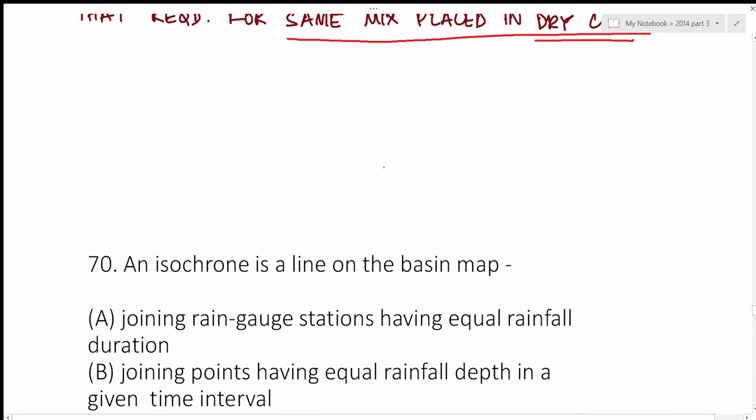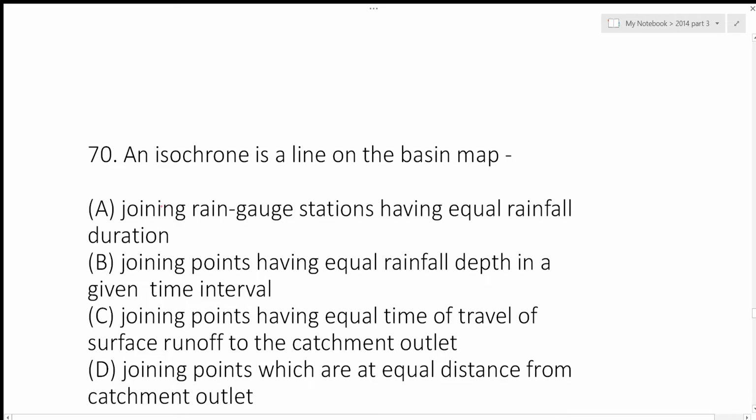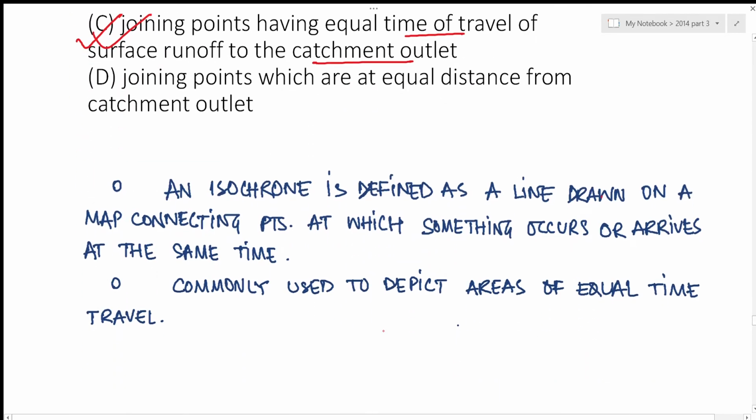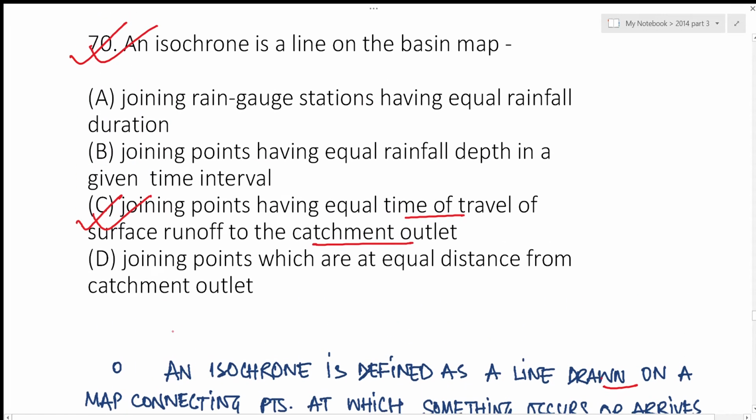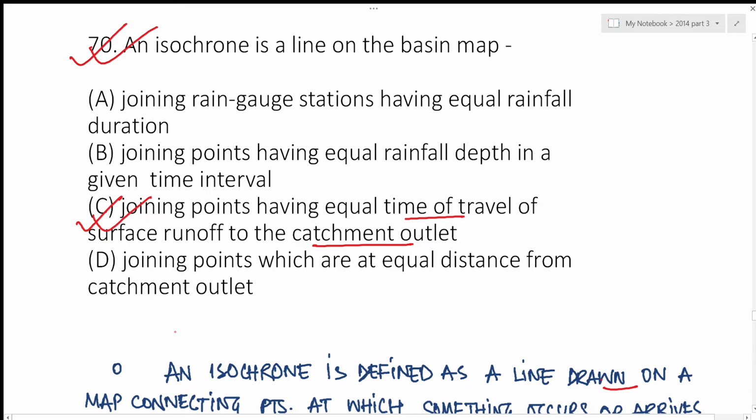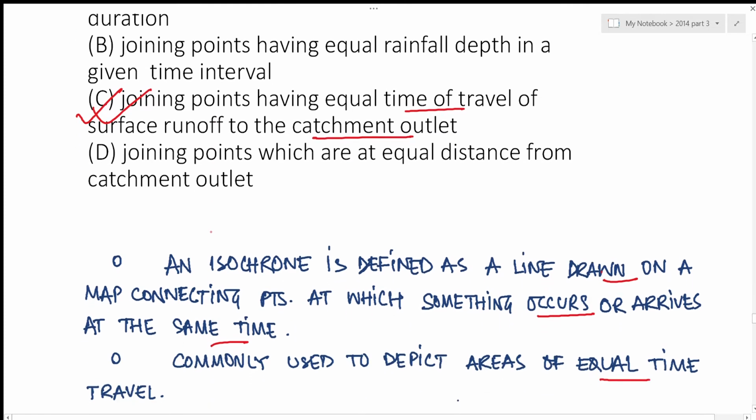The next question is, an isochrone is a line on the basin map. Now an isochrone is a line on the basin map joining points having equal time of travel of surface runoff to the catchment outlet. An isochrone is also defined as a line drawn on a map connecting points at which something occurs or arrives at the same time. It is commonly used to depict areas of equal time travel. So the answer for this particular question should be C, joining points having equal time of travel of surface runoff to the catchment outlet.